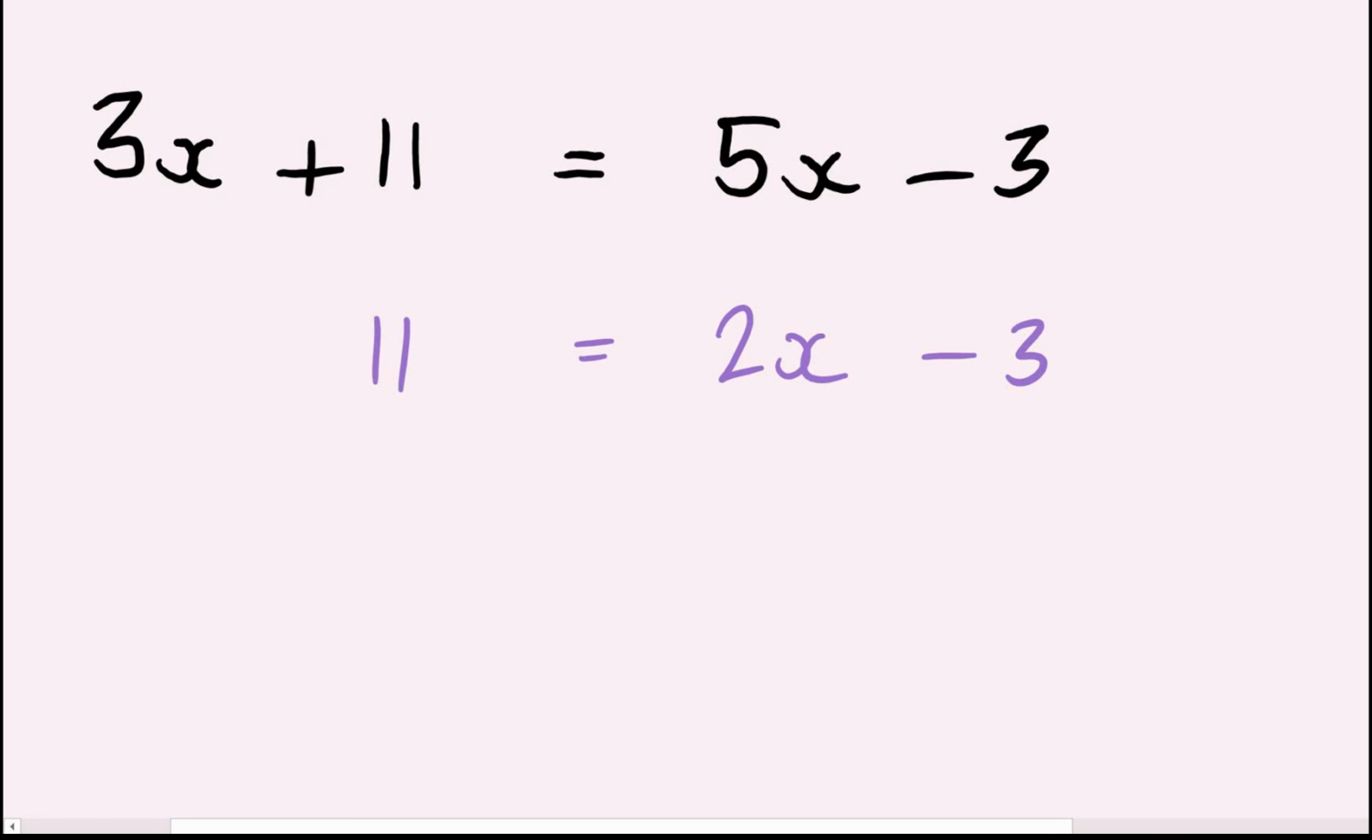Again, the golden rule: I want my x's on one side and my numbers on the other side. So I want to get rid of this minus 3. The opposite of minus 3 is plus 3. So I add on 3 to 11, which gives me 14. And then solving that, I get x equals 7.